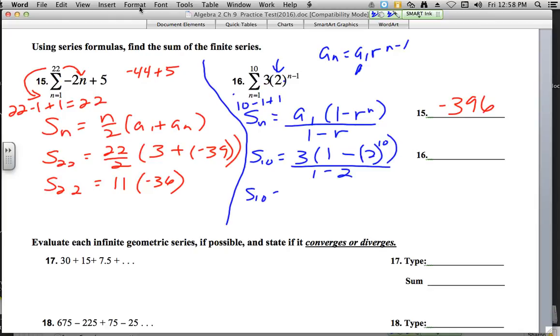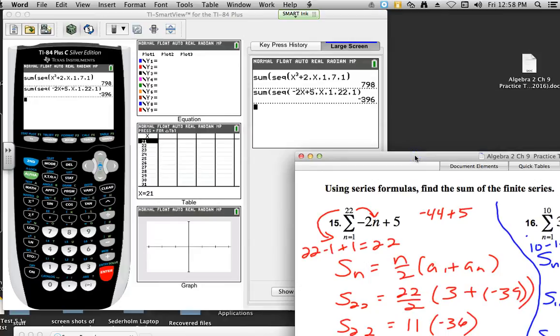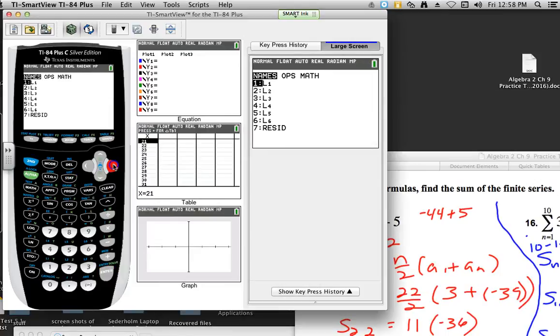Now, just like I said in class, if you want to punch this whole thing in, you have to use all those parentheses to make that happen. Myself, I do this math in my head. 3 divided by negative 1 is negative 3. And then it's not such a mess to punch in. And you could certainly take a second now and punch that in and see what you get. It should come out to 3069.